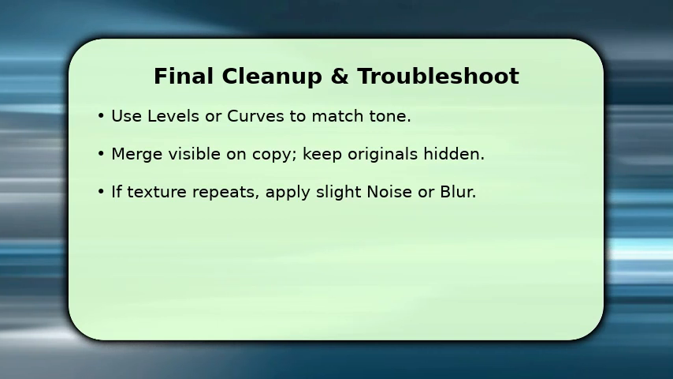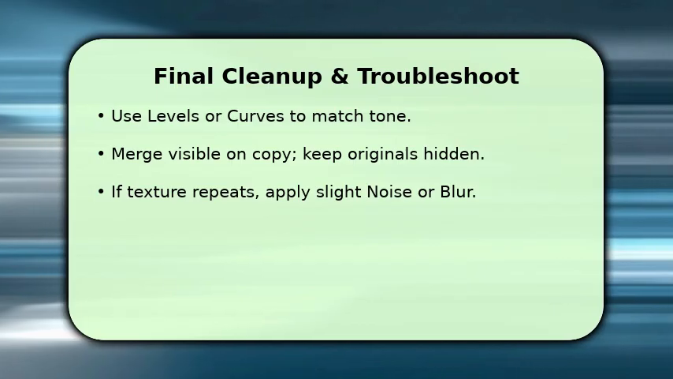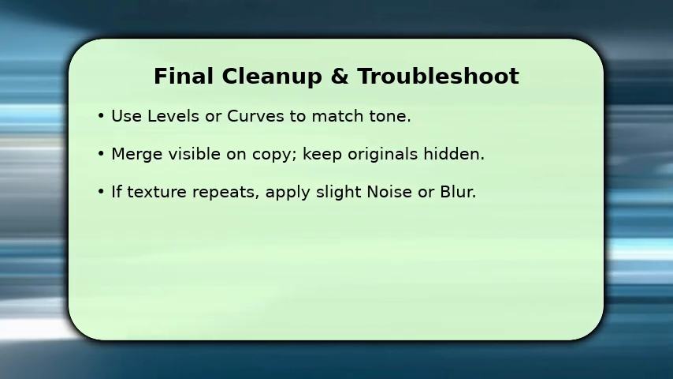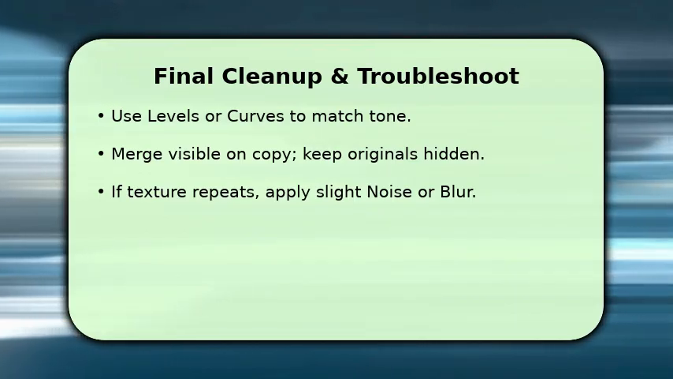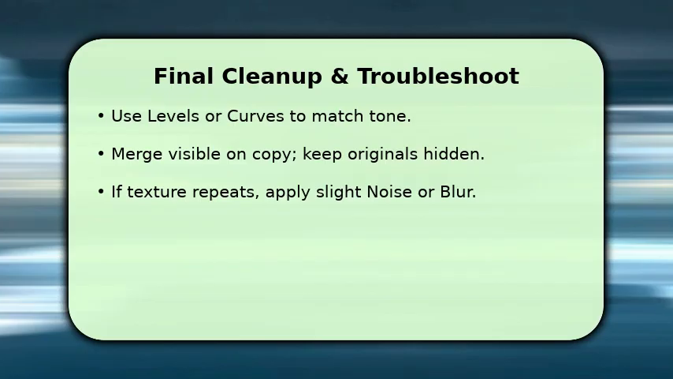Once satisfied, create a merged copy, Shift-Alt-Control-E, and keep original layers hidden but intact. If you still see repeating texture or ghosting, try a subtle 0.5/1% add noise or a tiny Gaussian blur to break patterns. If color shift occurs, use hue/saturation on a clipping mask, and if seams persist, resample closer source pixels and reduce clone opacity for gentler transitions.